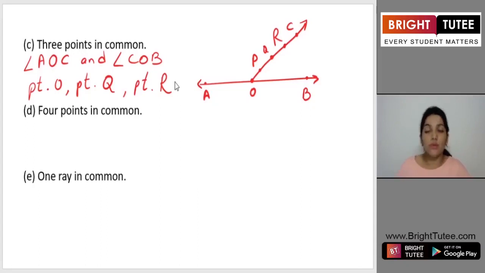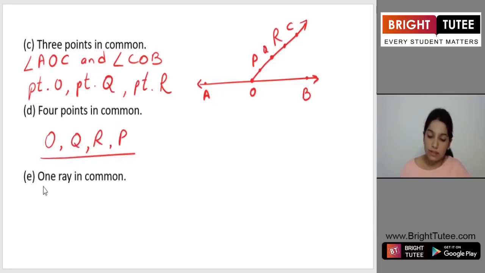Now can you use the same figure to write down four points in common? Is it possible? Let's use the same image for all three parts. So four points in common. Clearly in angle AOC and COB, we have already written down point O, point Q, point R, point P. These are the four points that are common between them.